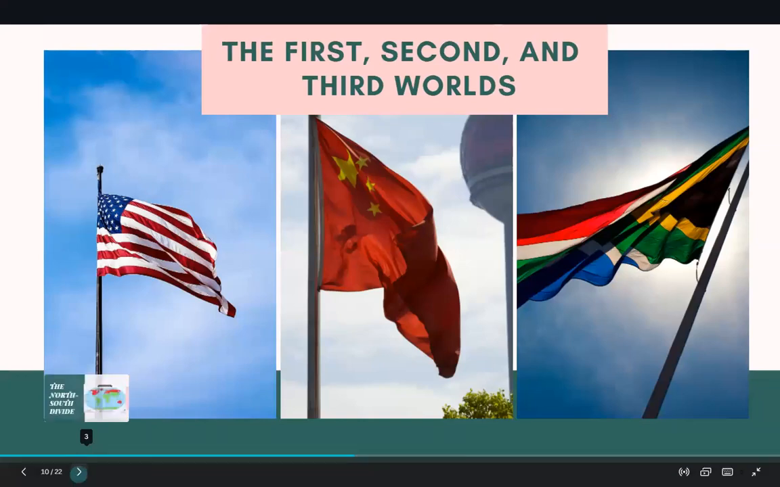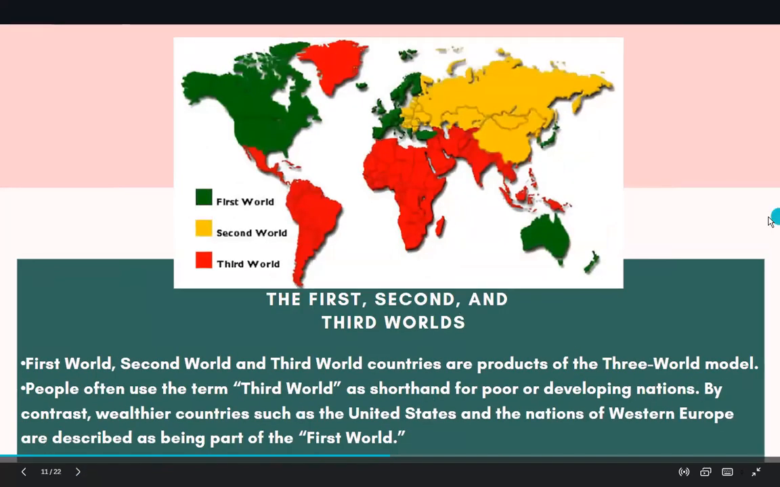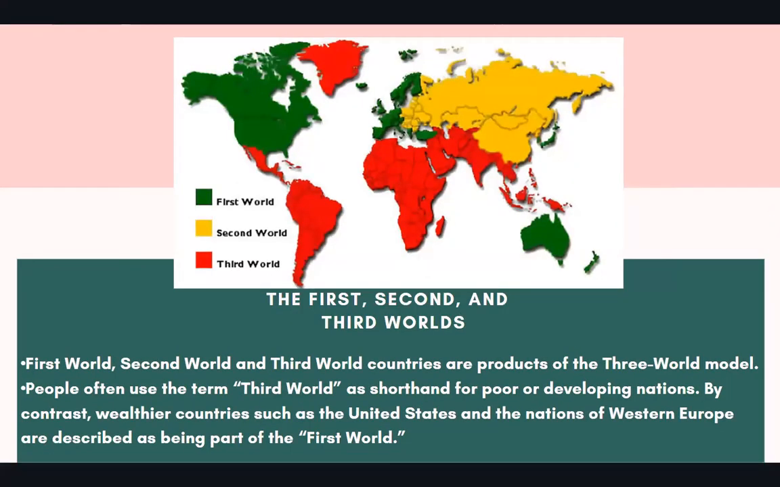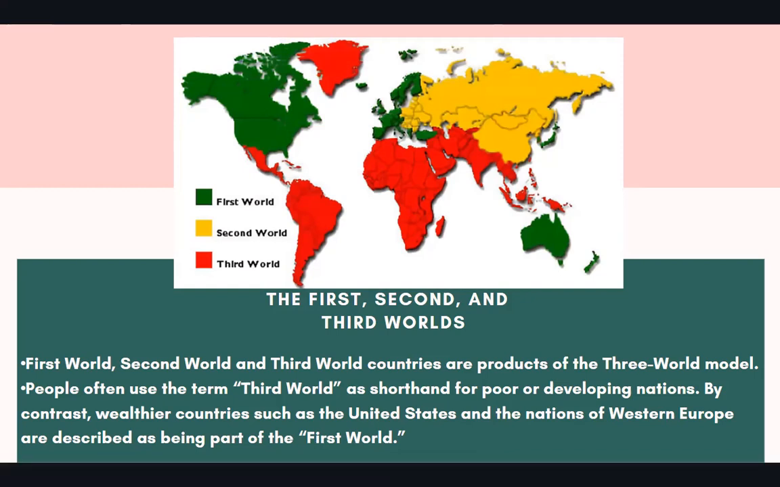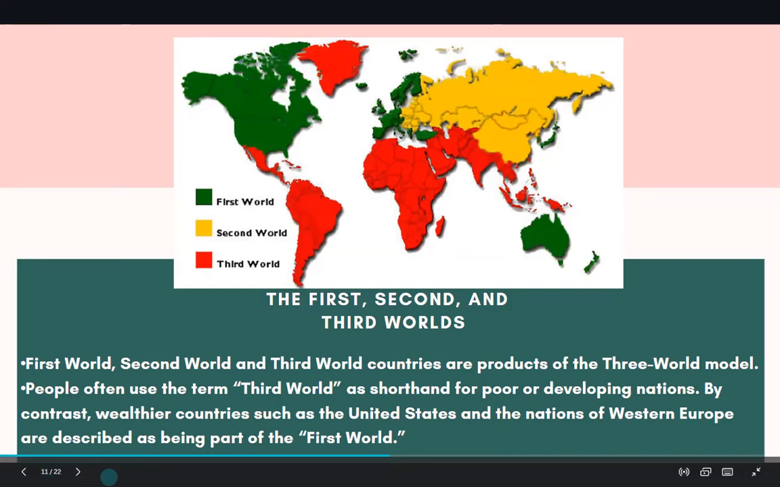Now let's move on to the first, second, and third worlds. First world, second world, and third world countries are products of what we call the three world model. People often use the term third world as shorthand for poor or developing nations. By contrast, wealthier countries such as the United States and the nations of Western Europe are described as being part of the first world.